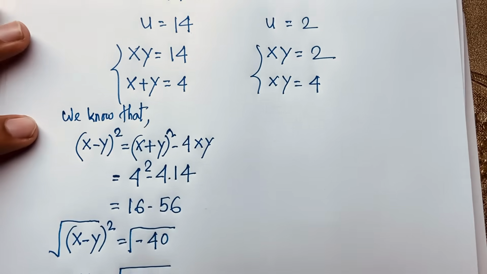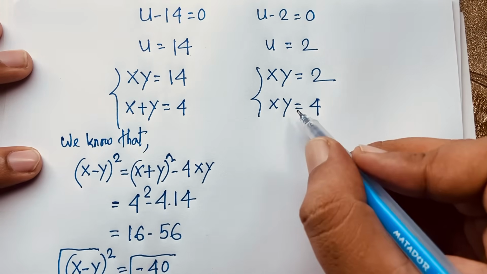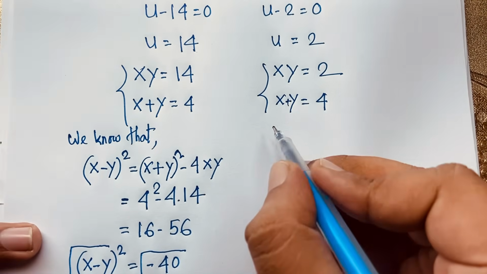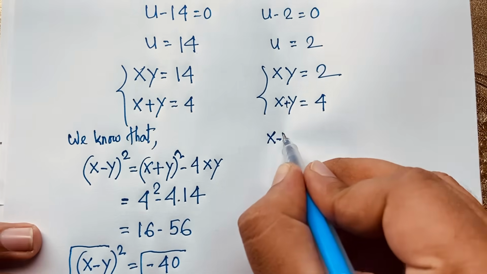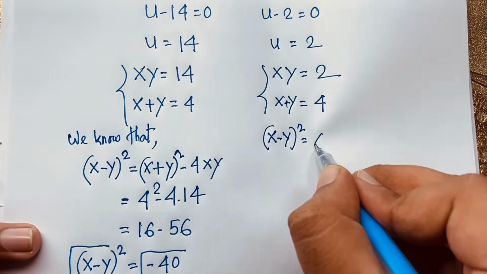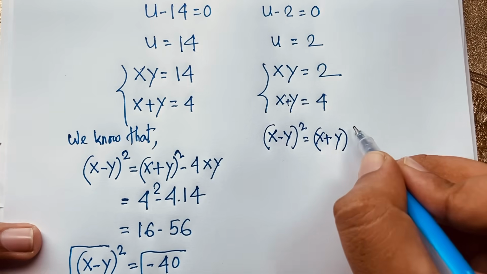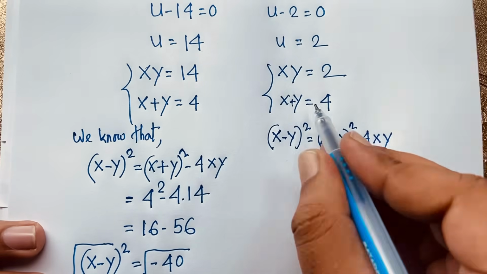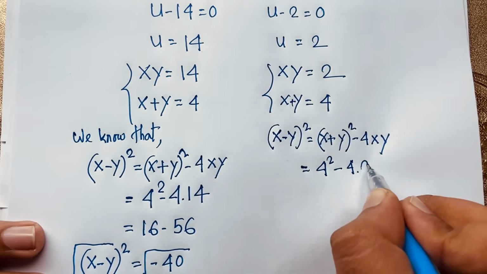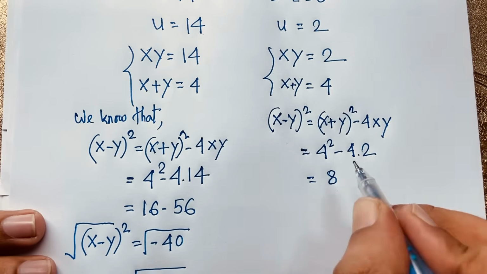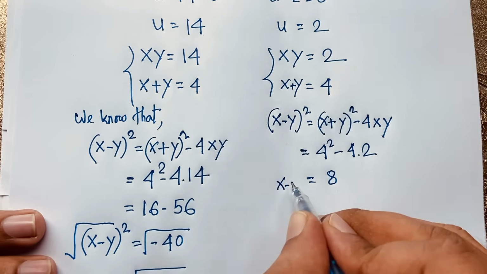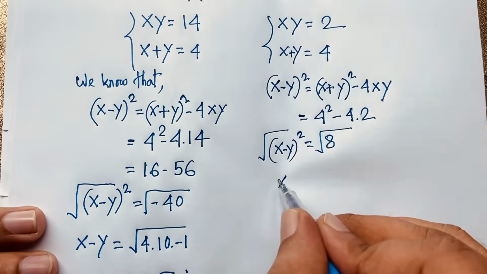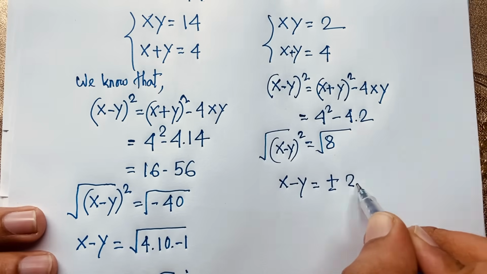But remember that our other case is xy is equal to 2, and x plus y is equal to 4. Now you can easily see x minus y whole to the power 2 is x plus y whole to the power 2 minus 4xy. I apply this formula again here. So it will be x plus y, 4 to the power 2, minus 4 times 2. Then you can see it will be 8, because 16 minus 8 is 8. So we find x minus y all to the power 2 is 8. So it is a real solution, there is no complex solution. So we find x minus y is equal to plus minus 2 root 2.